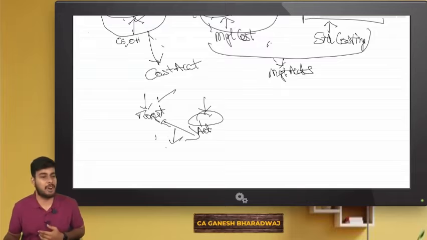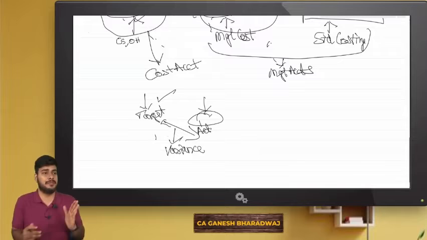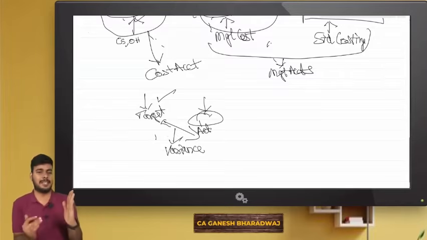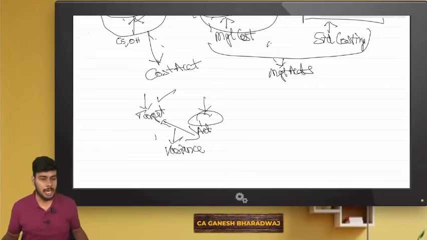That difference is called variance. V-A-R-I-A-N-C-E. Variance. What do you mean by a variance? The difference between whatever is the target and the actual. Correct or not?